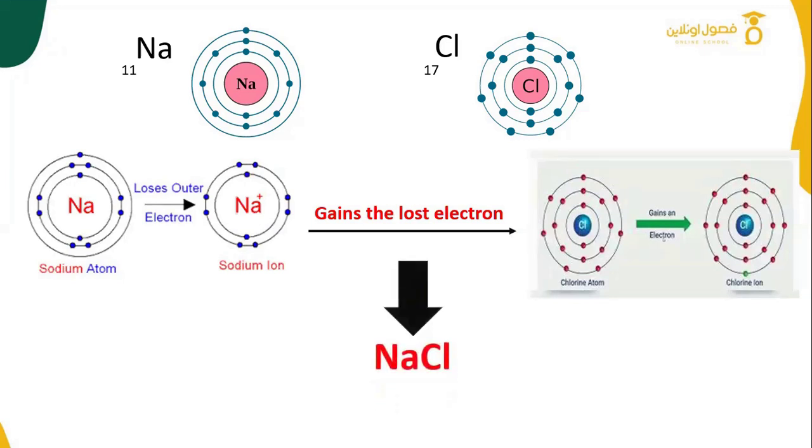Then NaCl compound will be formed, which is called sodium chloride compound. Sodium chloride compound is an ionic compound.